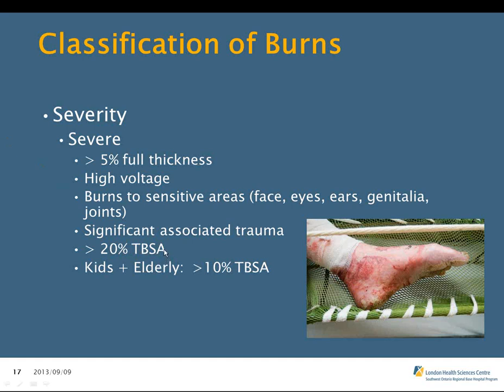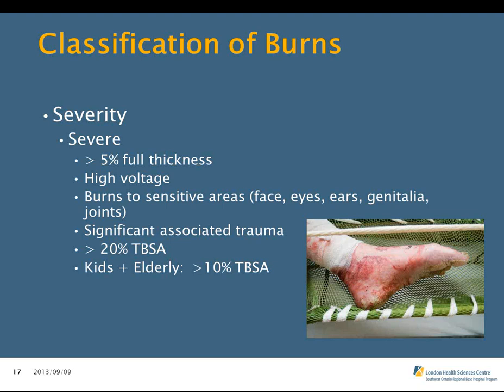Again, note the difference between total body surface area between adults and children. So the bottom line being having a lower threshold to increase the severity of burn based on TBSA in children and elderly patients. Okay, so we're going to have a question here now.